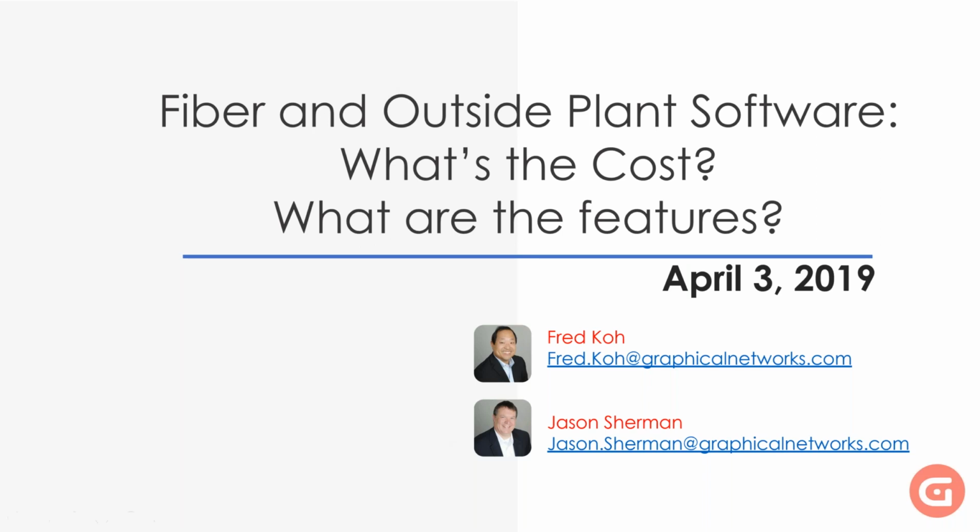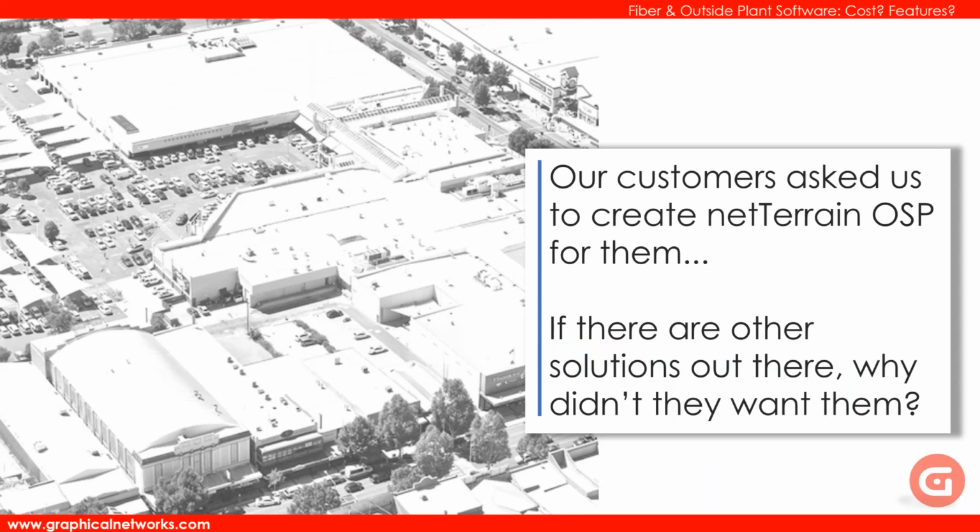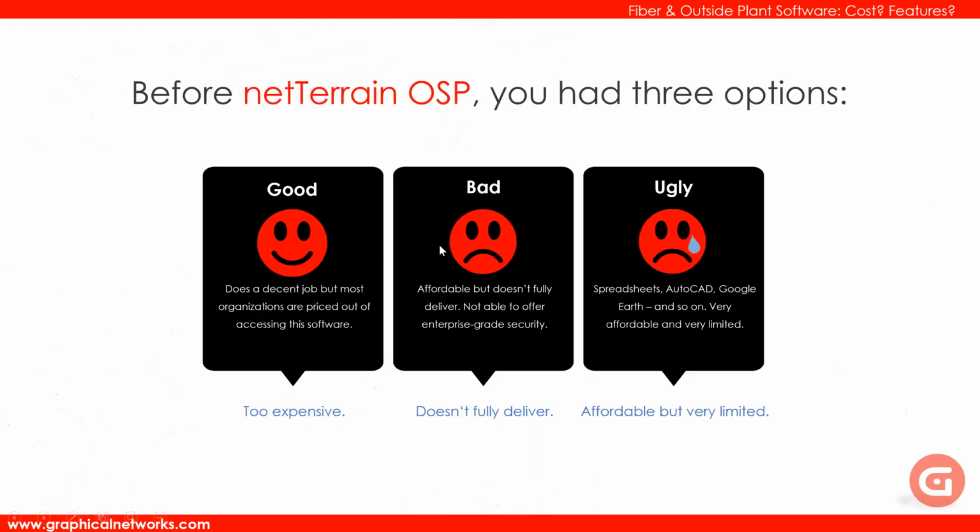Start the ubiquitous, exciting PowerPoint slide here. And then I'll do some demo stuff in our product, netTerrain. So this is fiber and outside plant software, costs, features, etc. Our customers asked us to create netTerrain OSP for them. If there are other solutions, why didn't they want them? Well, we're going to talk a little bit about that, and again, just general topics along outside plant.